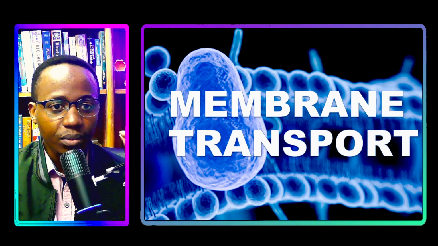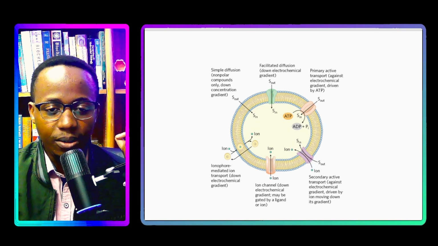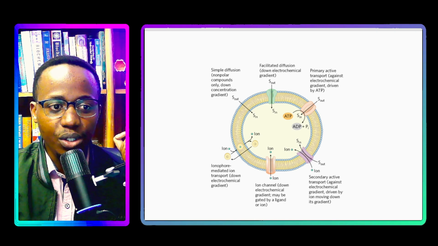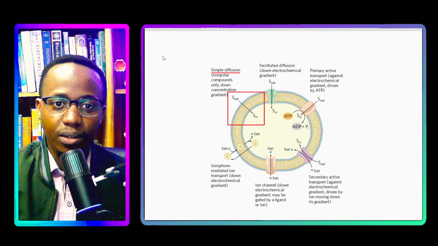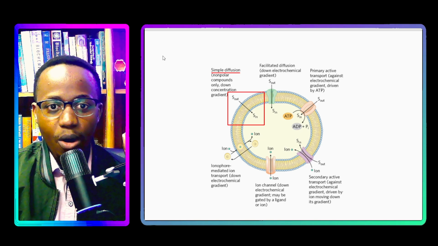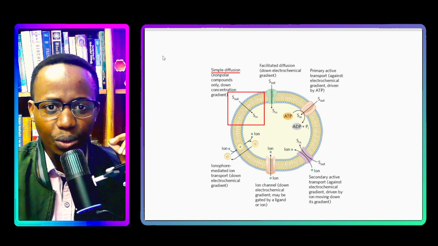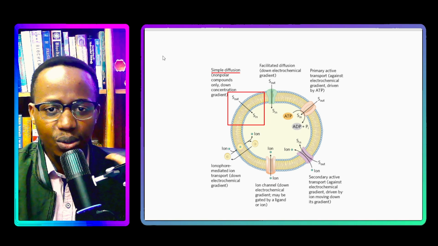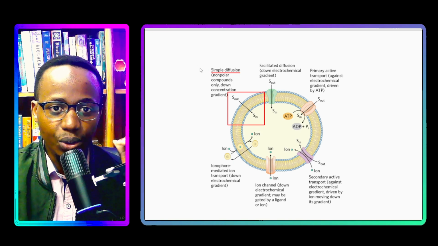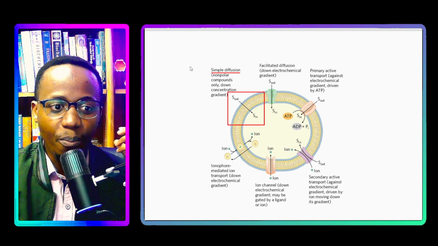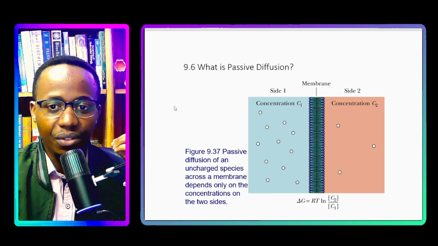All right, so this is a nice overview of all of them, and I like this figure. So we're going to start with the first one, which is the simplest one, which is just simple diffusion, right? If you have small non-polar compounds, they can just go through. Why? Well, because the membrane, especially the inside of the membrane, is non-polar. So if you have small non-polar compounds, they can just go through, right? So this is called passive diffusion.